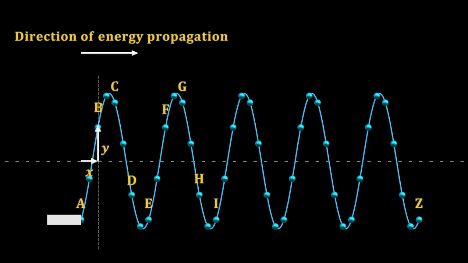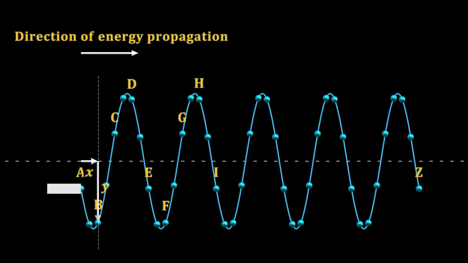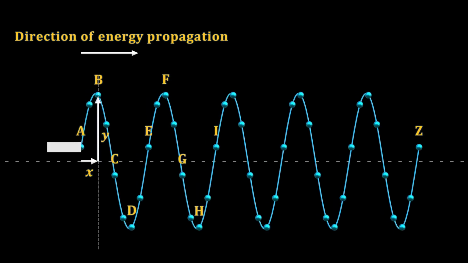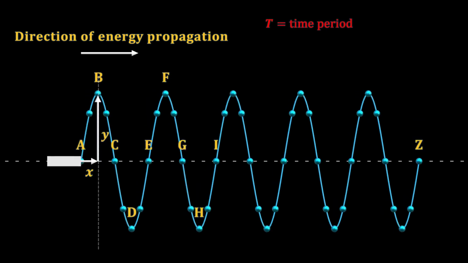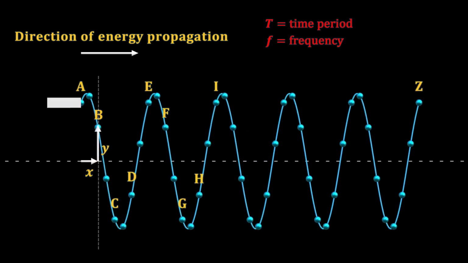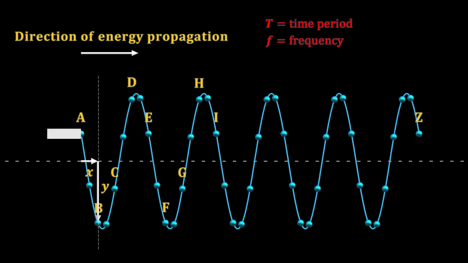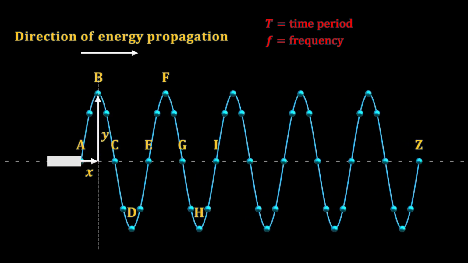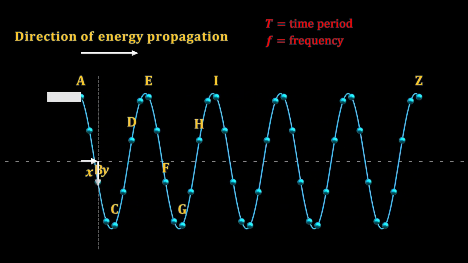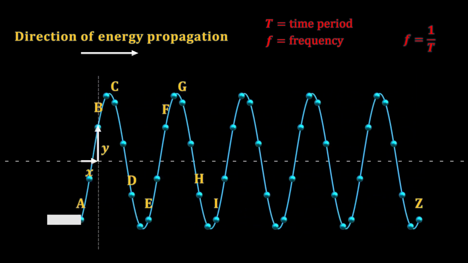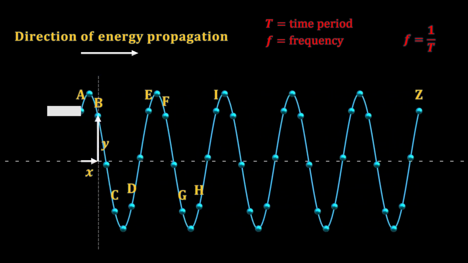The time taken for a particle to complete a full oscillation about its undisturbed position is called the time period, denoted by capital T. The frequency f of a wave is then defined as the number of oscillations performed by a particle of the medium per unit time. The relationship between the time period capital T and the frequency f is f equals 1 over capital T, and the unit of frequency f is Hertz.